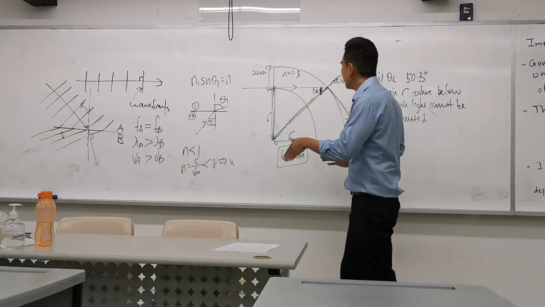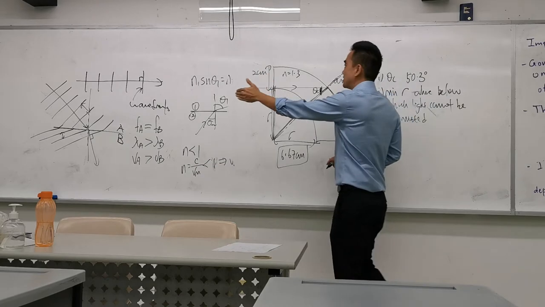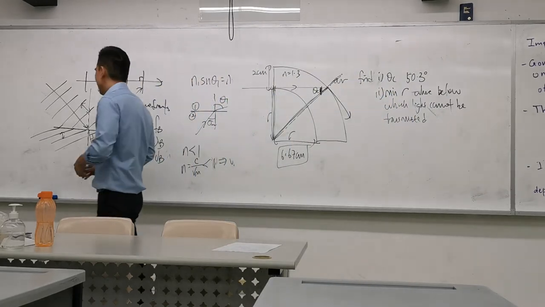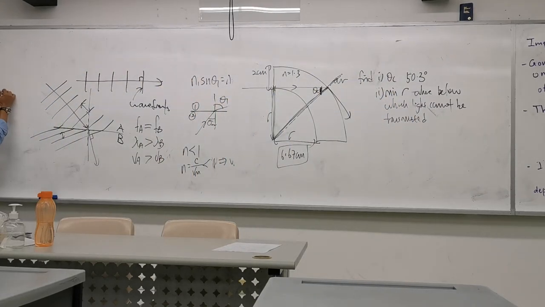Now, I introduced to you the relationship between refractive index and angle. I'm not sure whether you have been taught this: n is equal to the speed of light over the speed of light in the medium. So n of A is equal to c over v of A, and n of B is equal to c over v of B. Therefore, n of A upon n of B is equal to v of B upon v of A. So this is another equation that you need to remember.